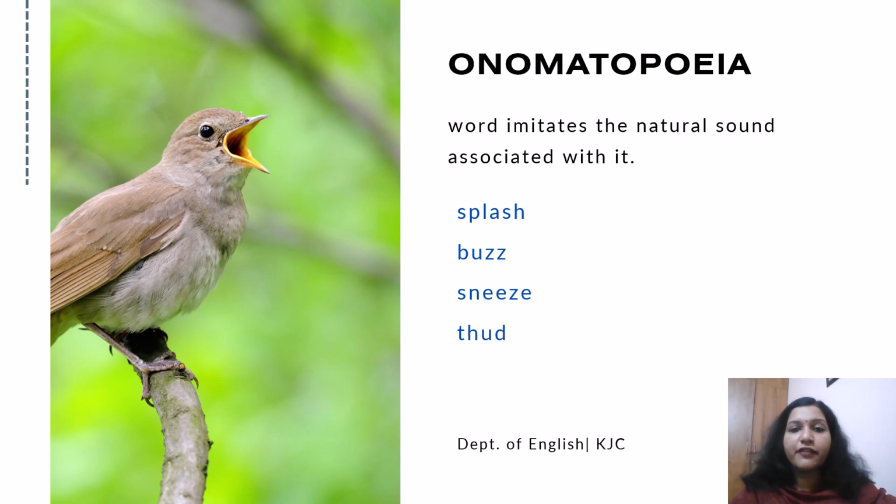And finally, we have onomatopoeia. Onomatopoeia is nothing but we create words which imitate the natural sounds associated with them. How it actually sounds in nature, similarly we create a word, and the meaning is the same. For example, splash, a splash of water, or buzz, the actual sound of a bee, or sneeze, the act of sneezing, and the sound and the word which we create, thud, a thud sound. This is another method where we form words.